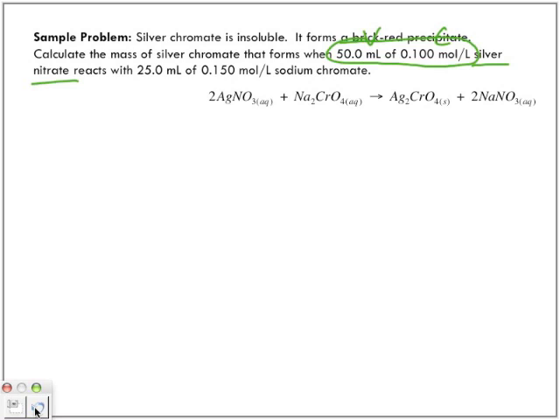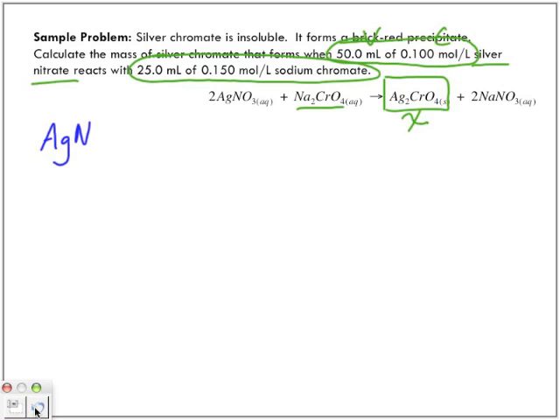Using that, we can actually find the number of moles. We've got the volume here, the concentration of the sodium chromate, which is this, right? So we can use that again to find the number of moles. What we're trying to do is ultimately find that one. We're trying to find the mass of the silver chromate. Because we've got volume and concentration, we can use that to find the number of moles. So let's look at the number of moles of the silver nitrate.